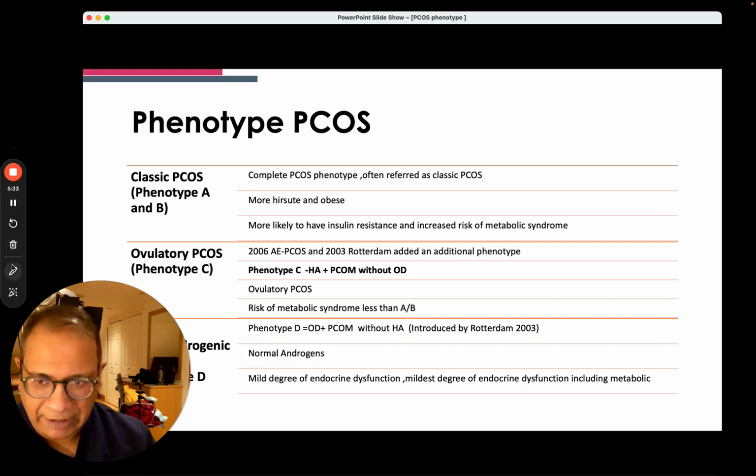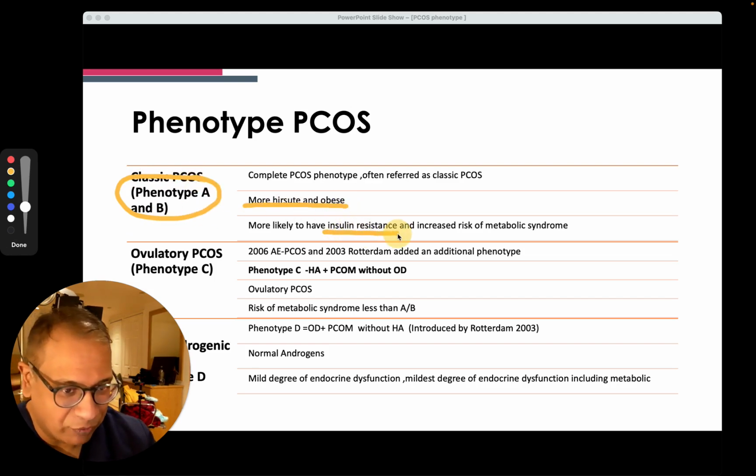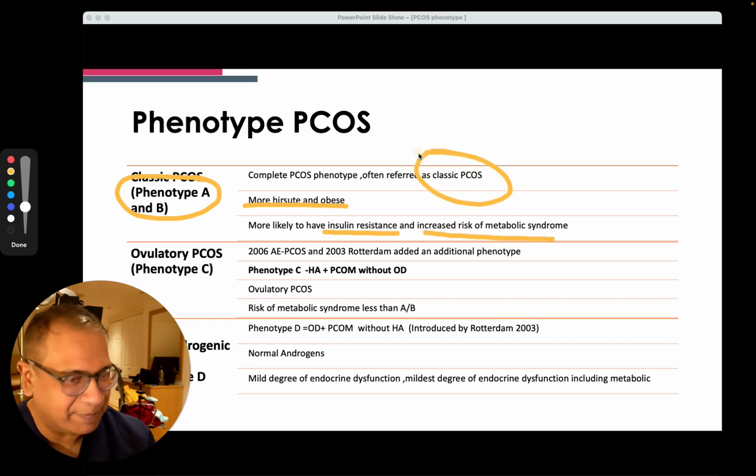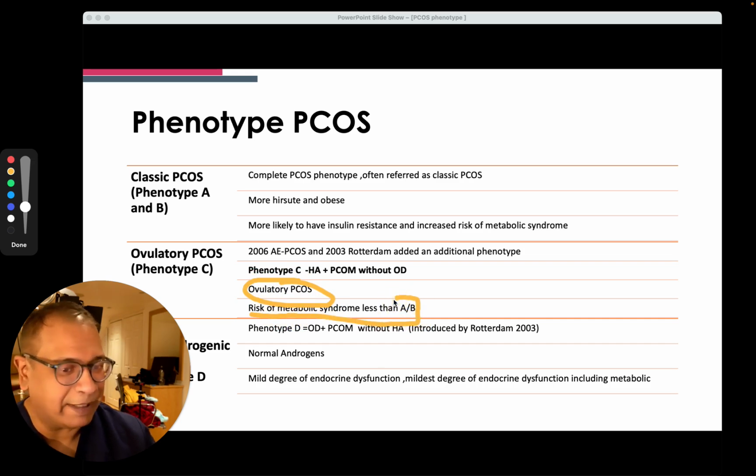So, let's go back and look at the classic PCOS. Type A and type B are classic PCOS. More hirsute and obese, more likely to have insulin resistance and an increased risk of metabolic syndrome. They're referred to as classic PCOS. Phenotype C is where you have no ovulatory dysfunction, you have hyperandrogenism with PCO-looking ovaries. We call that ovulatory PCOS. And the risk of metabolic syndrome is less than A or B.